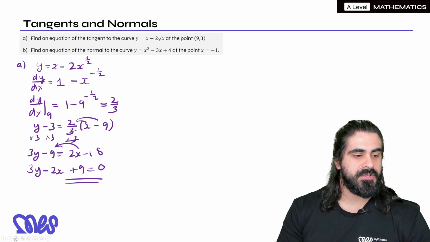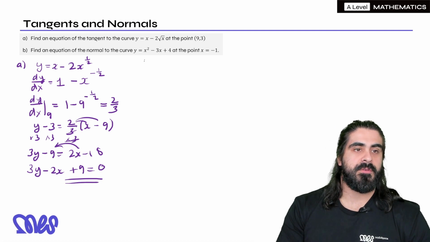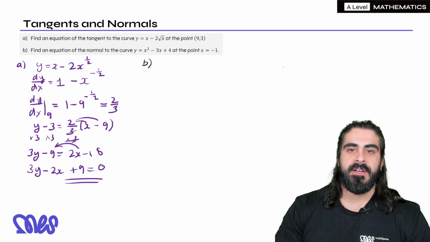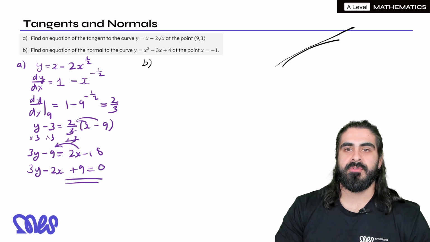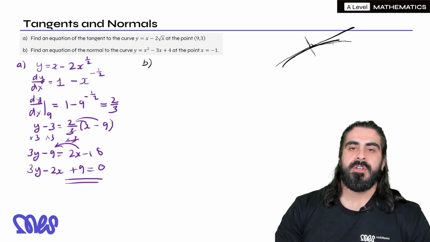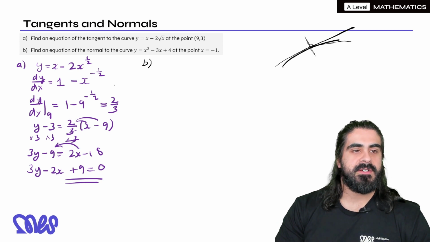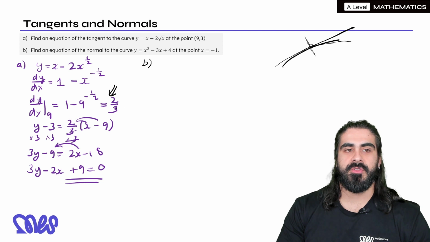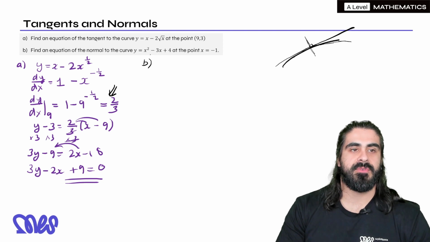How does it work with normals? Now, we know from straight line graphs, we did that together, when we have a curve and a tangent, a tangent has the same gradient. A normal will be perpendicular. So all we do is the exact same thing. The only difference is at this step, once we found the gradient, we do the negative reciprocal.